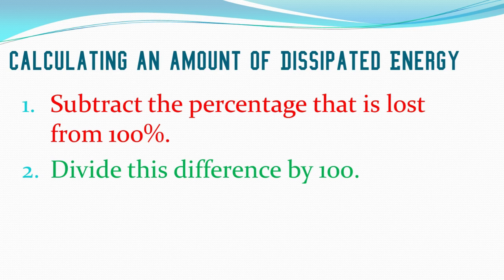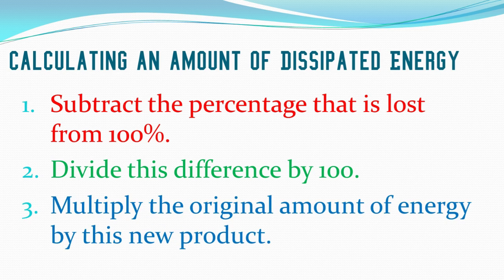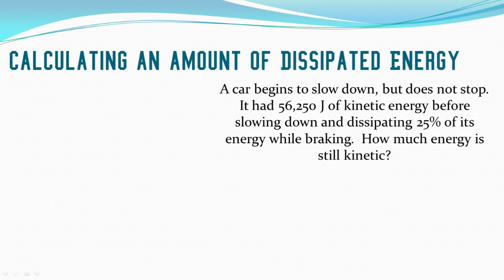Percentages are great for communicating values. Decimals are great for calculating values. Then we're going to multiply the original amount of energy by this new product. By subtracting from 100, we're representing the percentage of energy that is not dissipated. In this example, we have a car that begins to slow down, but does not stop. It had 56,250 joules of kinetic motion energy before slowing down and dissipating 25% of its energy while braking. How much energy is still kinetic?